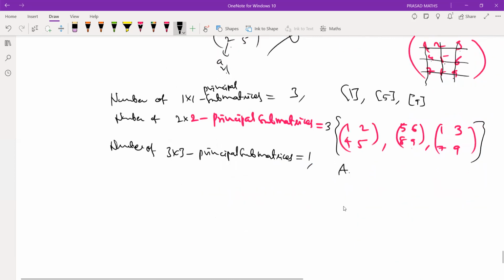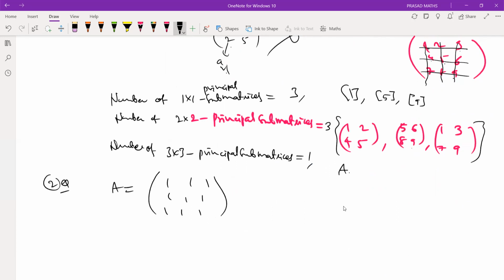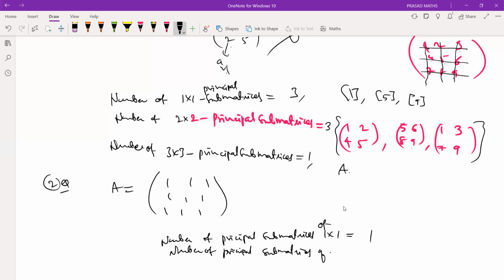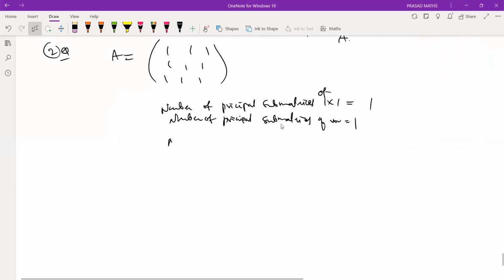Suppose you're going to be given a question like this. Suppose your matrix is all 1s, all entries are the same. The question is the number of 1 by 1 principal submatrices. Tell me. Only one, right? The number of principal submatrices of 1 by 1 order is only one. Similarly, the number of principal submatrices of order 2 by 2 is only one. Similarly, the number of principal submatrices of 3 by 3 is also only one, itself.